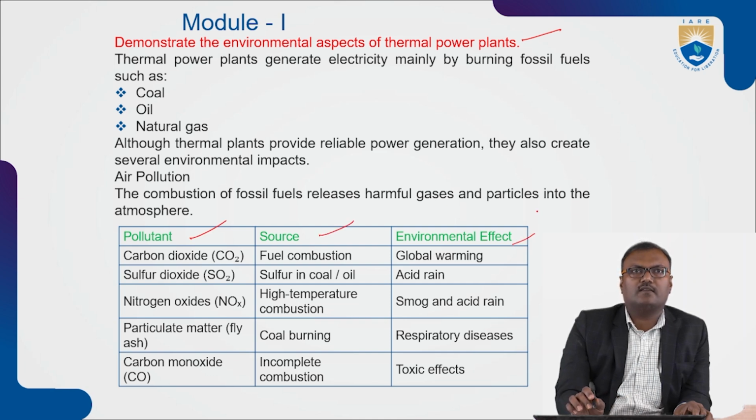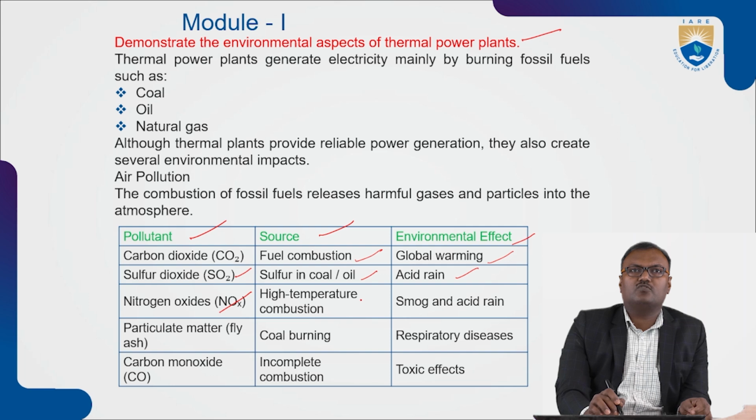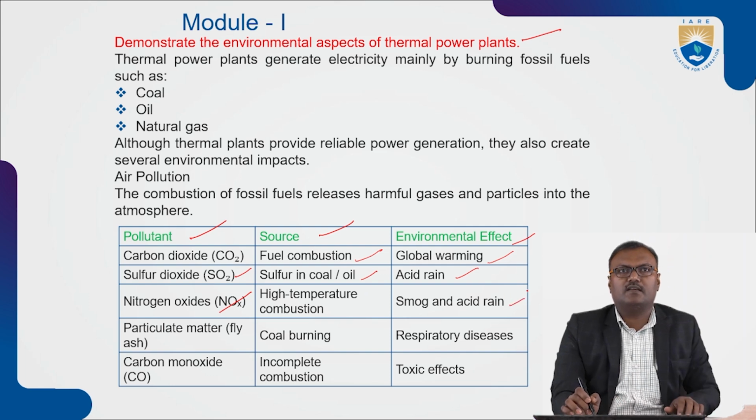Carbon dioxide is one pollutant, caused by fuel combustion, and the environmental effect is global warming. Sulfur dioxide is due to the sulfur content in coal or oil, and it causes acid rain. Nitrogen oxides are emitted due to high temperature combustion, and this causes smog and acid rain.